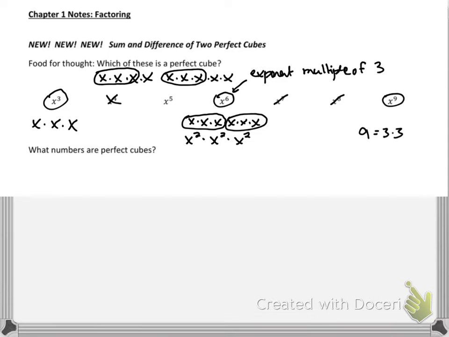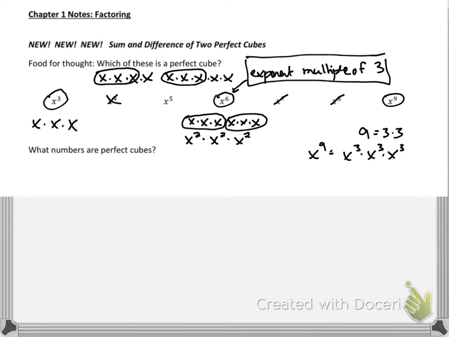So you have 3 sets of 3, or you could also write x to the 9th as x cubed times x cubed times x cubed. It's another way to think about it. So that's how we think about variables. So again, if we have a variable with an exponent that is a multiple of 3, then we know that whole term with its exponent is a perfect cube.